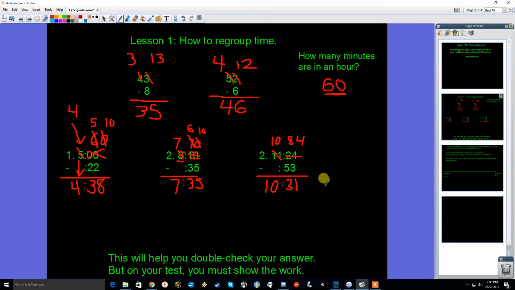Now when it comes to your focus quiz, you're going to need to know how to do all of this on a number line, which I'll get to in the next video. Doing it this way will help you double check your answer, but on your test, you must show the work.